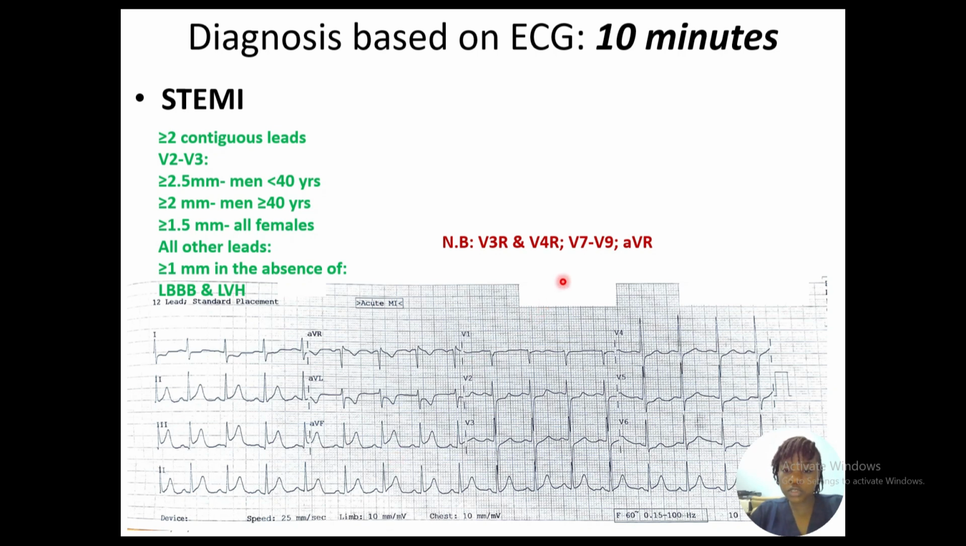Also, for some patients, they may need extended leads up to V9 to exclude posterior MI. And for some patients who show ST elevation in aVR, this may indicate the presence of an occlusion in the left main coronary artery.